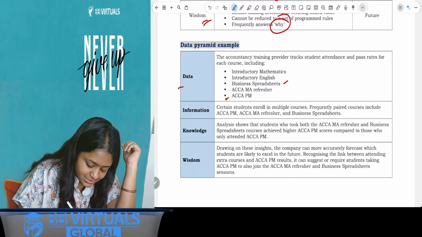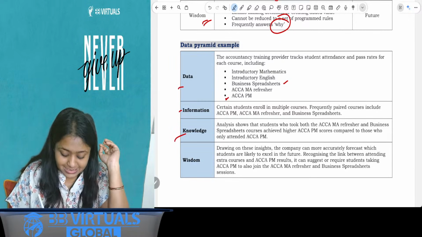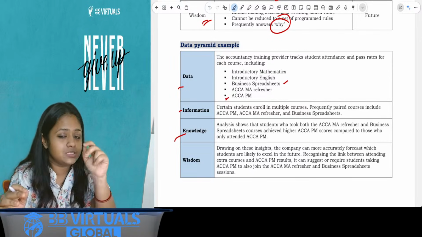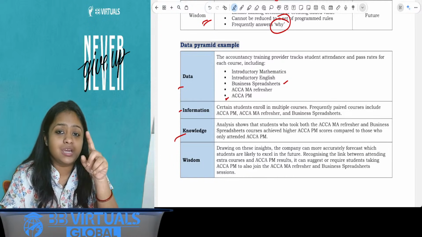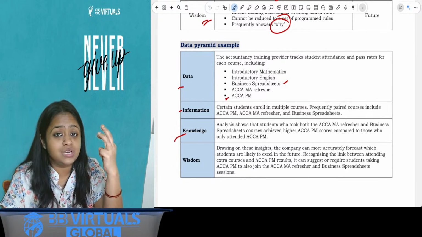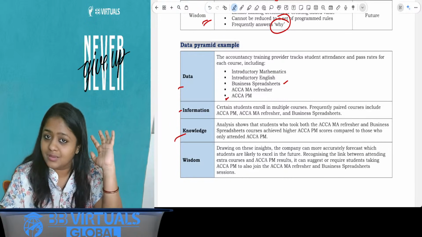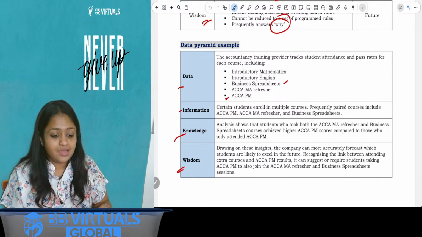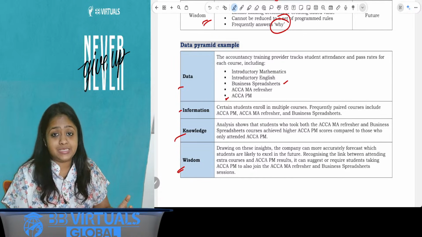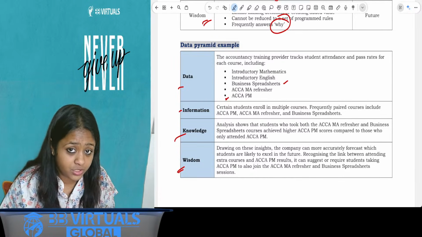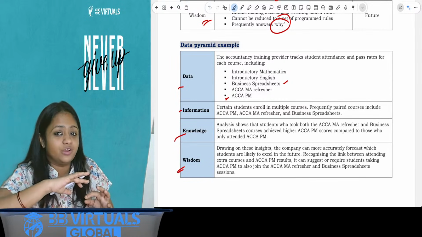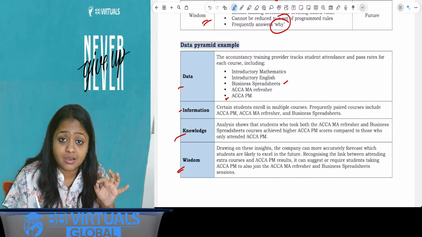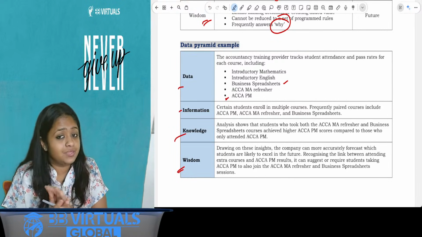Now knowledge is doing the analysis. Analysis means that we look at the students who took two subjects, what is their pass rate? Who studied one subject, what is their pass rate? Who studied three subjects, what is their pass rate? Clear? And finally, wisdom. Based on these past percentages and the results that were drawn, we then focus on the kind of students in the future. So then we link the different courses with the PM course also.